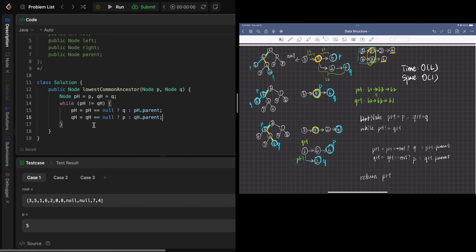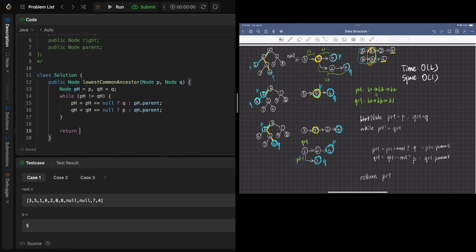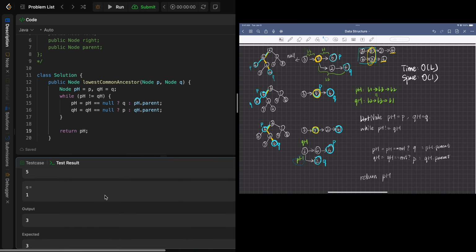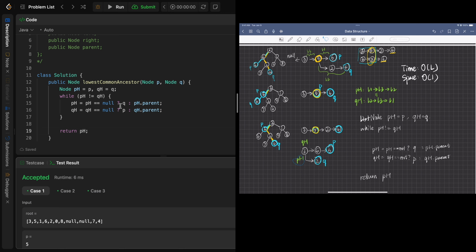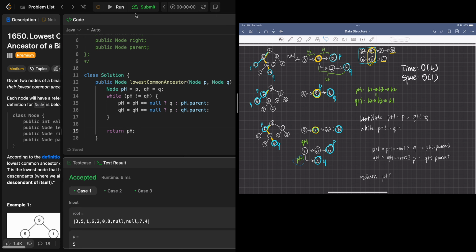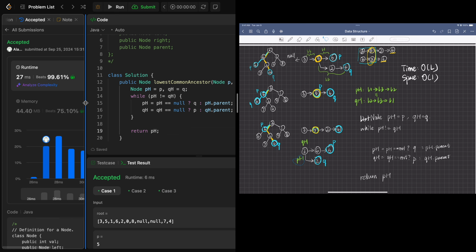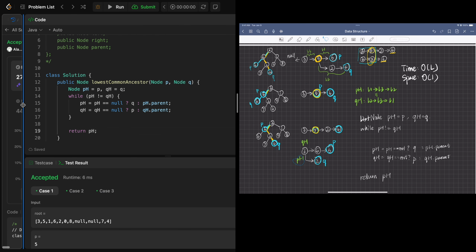And after that, they will definitely meet together. So when they meet, just return the PH or QH. That's fine. In our editor, cool. So all the test cases passed, and we can also submit it. Cool. So yeah, all the test cases passed.